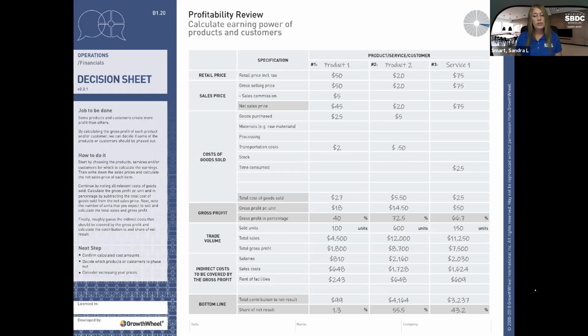If you look at product 2 and service 1, their share of the net to the bottom line is over 98%. So those would be two areas if I was looking at this that I would say, okay, let's focus on those. What are we doing right there? What additional products or services can we add that would complement those, help increase the profitability of the business, and then also help with that cash flow.